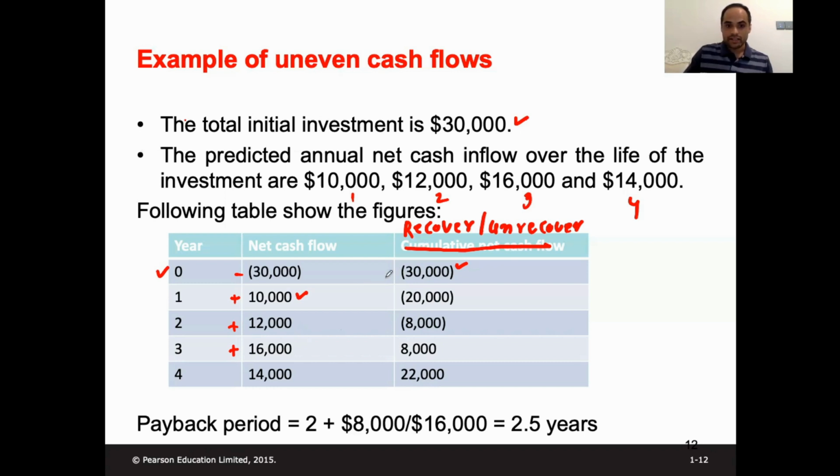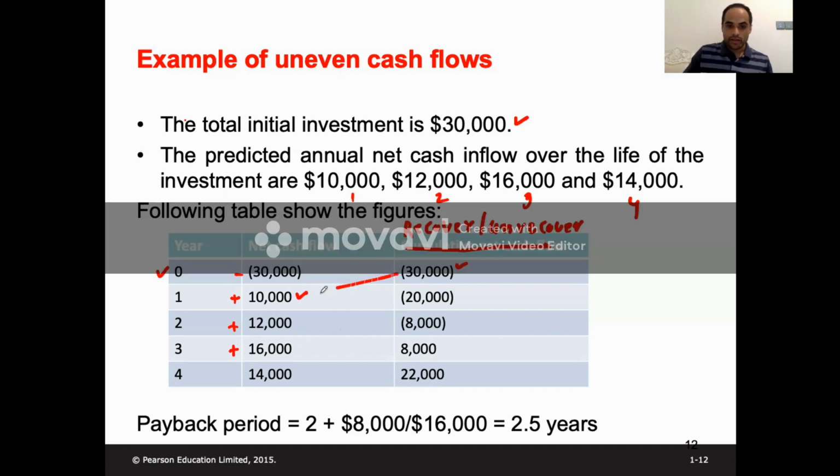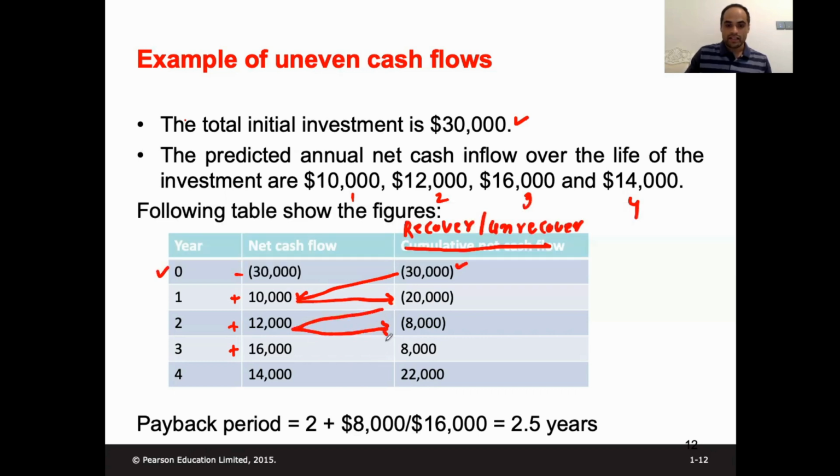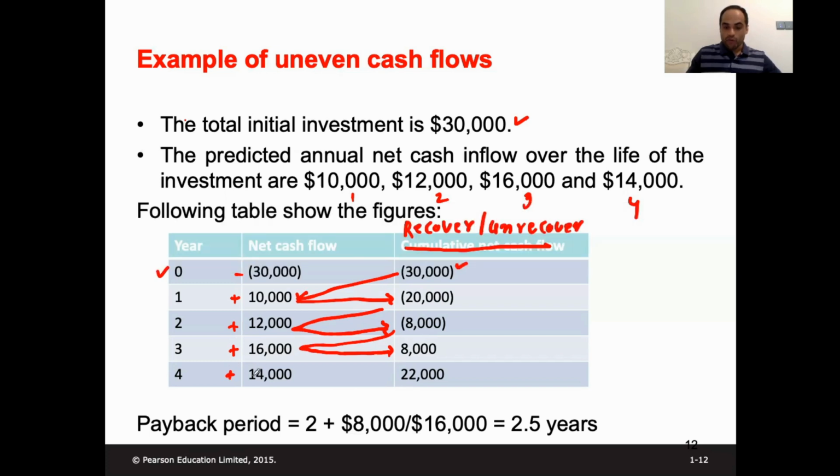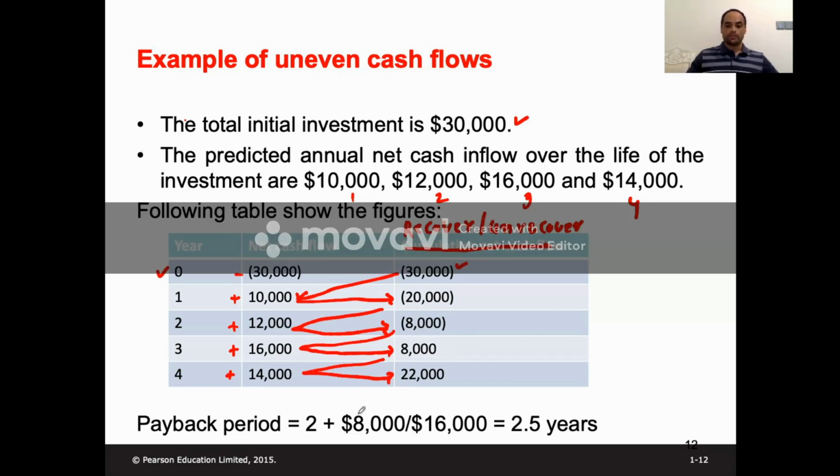So you can write like this: 30 minus 10 is 20, right? 20 minus 12 is 8. 8 minus 16 is minus 8, right? And fourth year, you earned 8,000 last year. This year you earn 14, so in total you earn 22. So you have to make this column. It's very important, because without this column you cannot apply the formula, right?